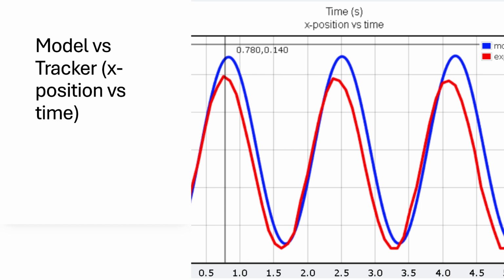When I compared the x position of the mass over time, the blue curve showed the VPython model, while the red points showed the measured data. The two match very well in frequency and motion pattern, but there are slight phase shifts over time, which are likely due to damping or experimental inaccuracies.